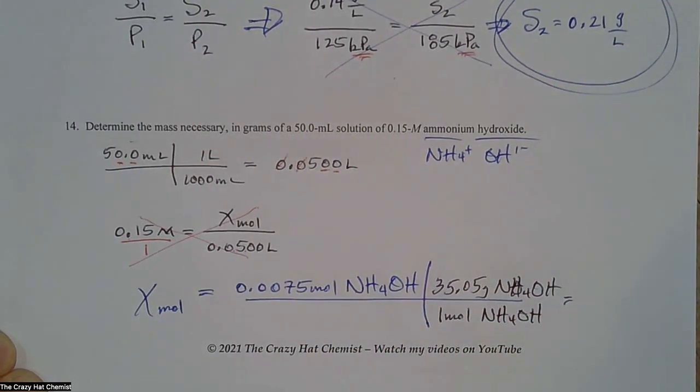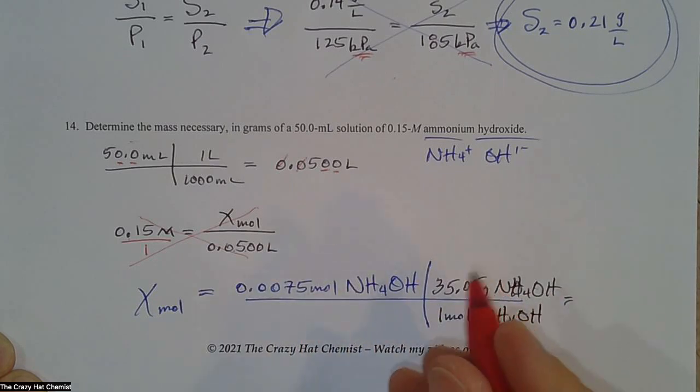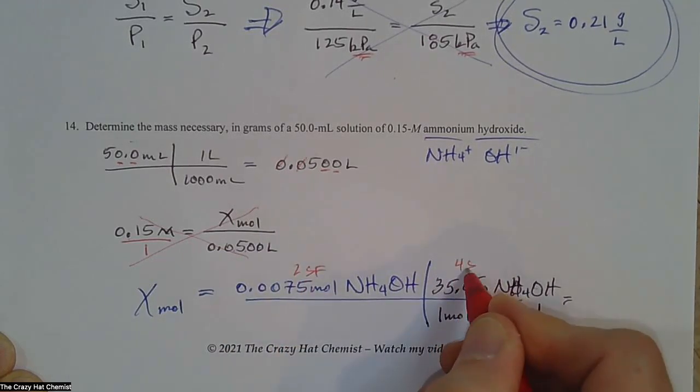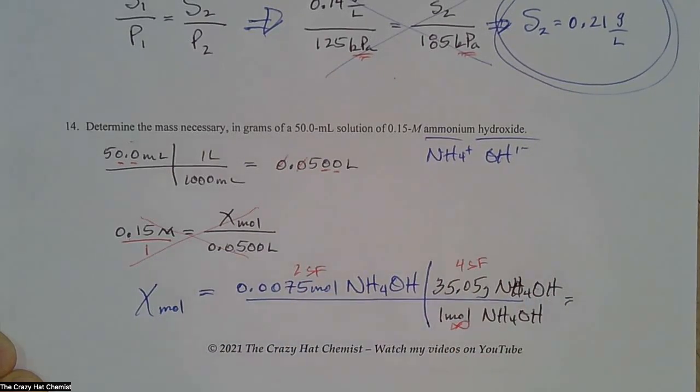And then I'm going to take that number, 0.0075 times 35.05, and I'm going to get an answer with 2 significant figures, 4 significant figures, infinite number of significant figures, and you're going to get an answer.